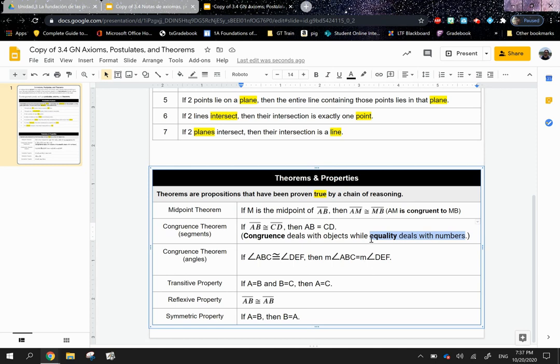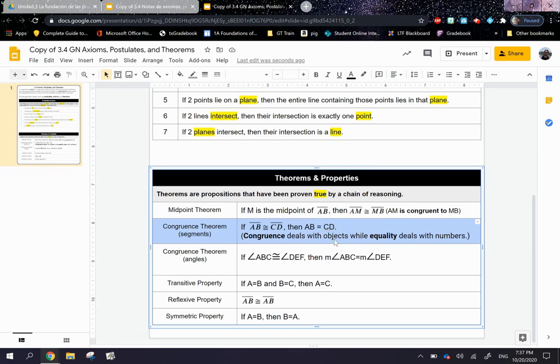Equality, if I say that this segment is equal to this segment, then I'm not talking about the segments themselves. I'm talking about the length of those segments. So saying that segment AB is equal to segment CD means that if AB is like 3 inches, then CD will also be 3 inches. Now, what this tells us is if I tell you that two segments are congruent, then you know they're going to have the same length. That's what this congruence theorem for segments is telling us.